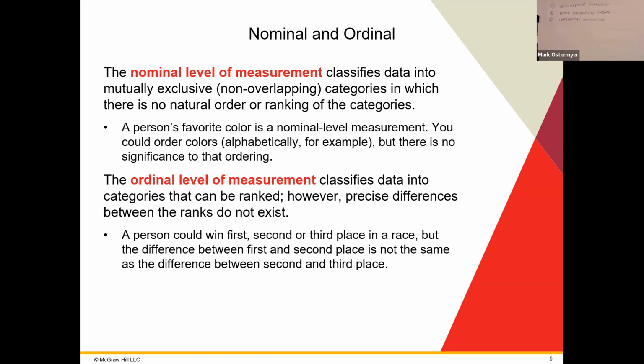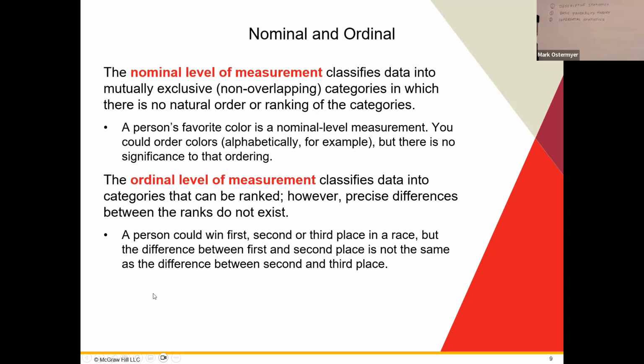However, precise differences between ranks do not exist. An example, ladies and gentlemen, of ordinal level of measurement would be the place that a person finishes in a race, whether they finish in first place, second place, or third place. Ranks have meaning here. First place is a better rank than second place, which is a better rank than third place. But the exact numerical difference between these rankings doesn't have any real meaning.